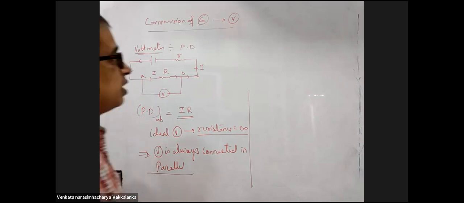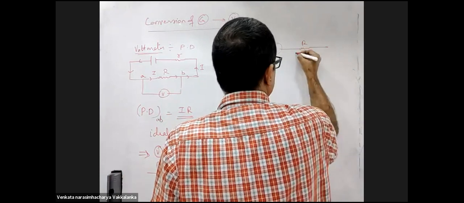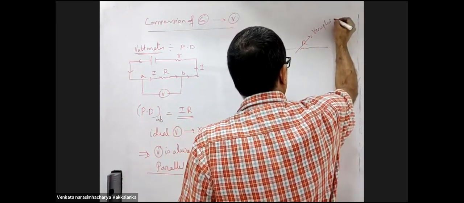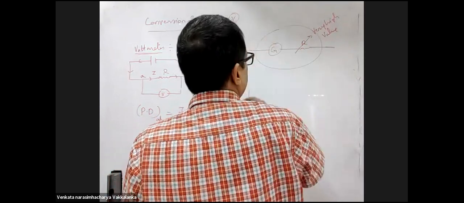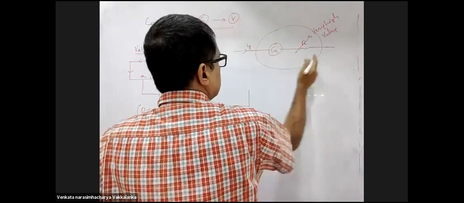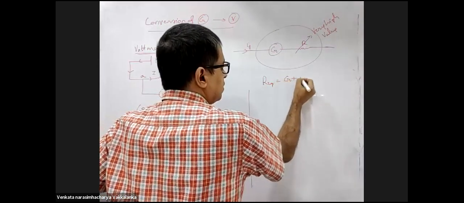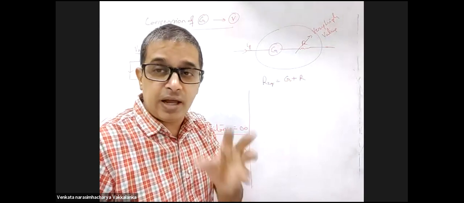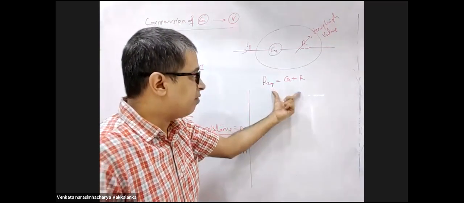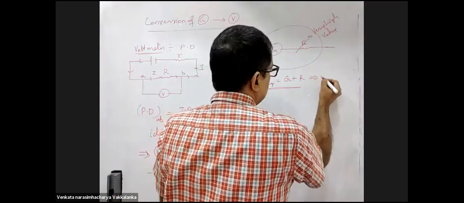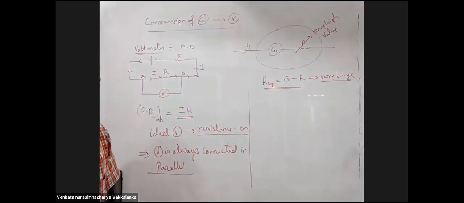Now, how do you construct a voltmeter from a galvanometer? Take a galvanometer and place a resistance of very high value in series. This completes the voltmeter. So what is R equivalent here? G plus R. G itself is generally high value to protect itself. You are placing another very high value resistance in series. Effective resistance is G plus R. This will be very large. Right?